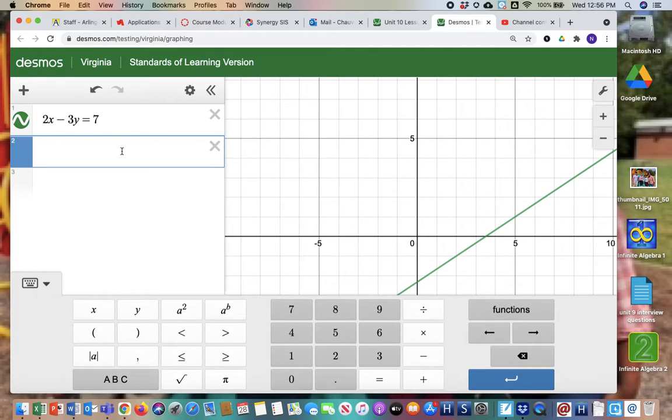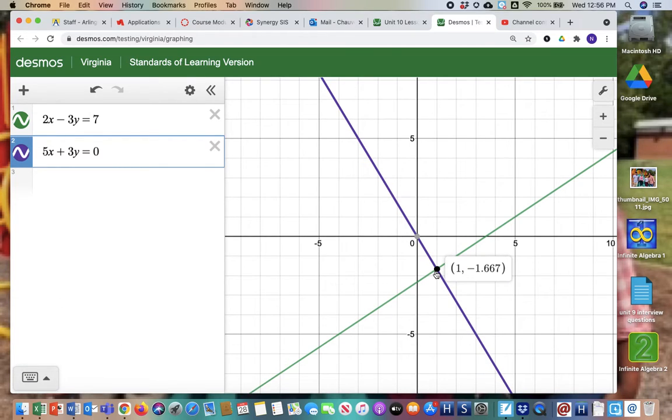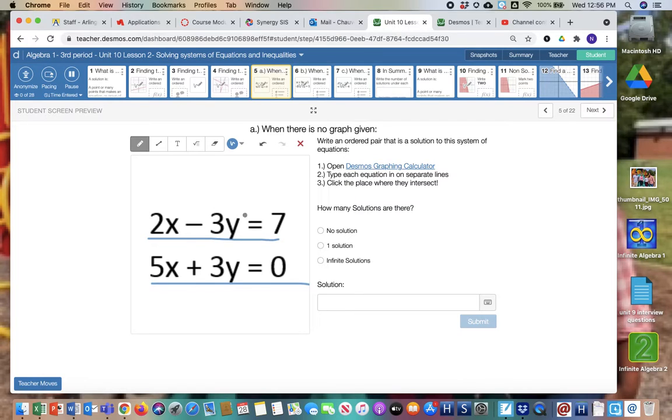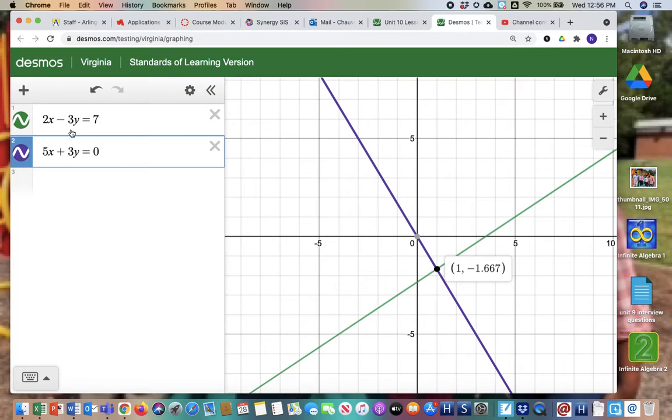So then I go down there, I go 5x plus 3y equals 0. I'm looking for where they intersect. I click on it, okay? Now, double check that you have the lines correct, because oftentimes when people get something wrong here, it's because they typed in the wrong equation. Like, oh, it's supposed to be minus 3y, and I typed plus 3y, or whatever. So there's the answer, 1, -1.67.